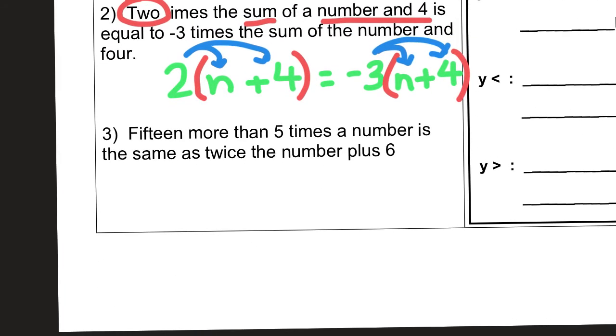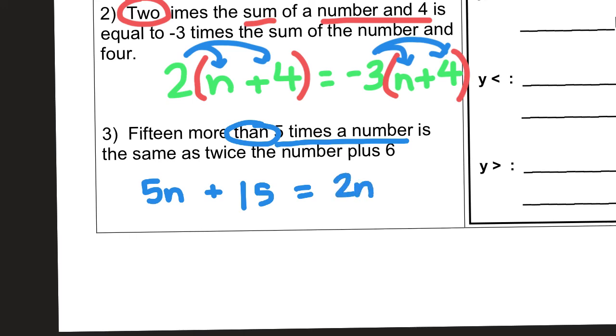Look at number 3. We have 15 more than. Than is a switch word. So that means we're going to have 15 plus the next term, which is 5 times a number. Is the same as, that's your equal sign, twice the number plus 6.